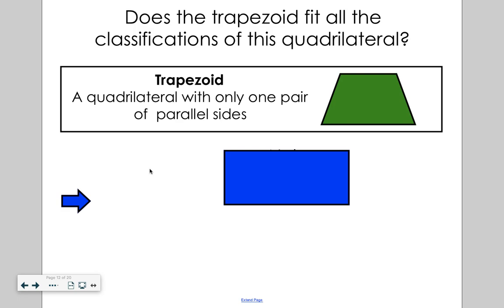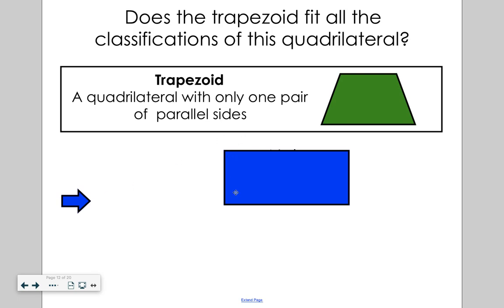Let's look at this one. Is this shape a trapezoid? Remember, a trapezoid only has one pair of parallel lines. How many sets of parallel lines do you see? I see two. The horizontal ones are parallel and the vertical ones are parallel. So this one is not a trapezoid.